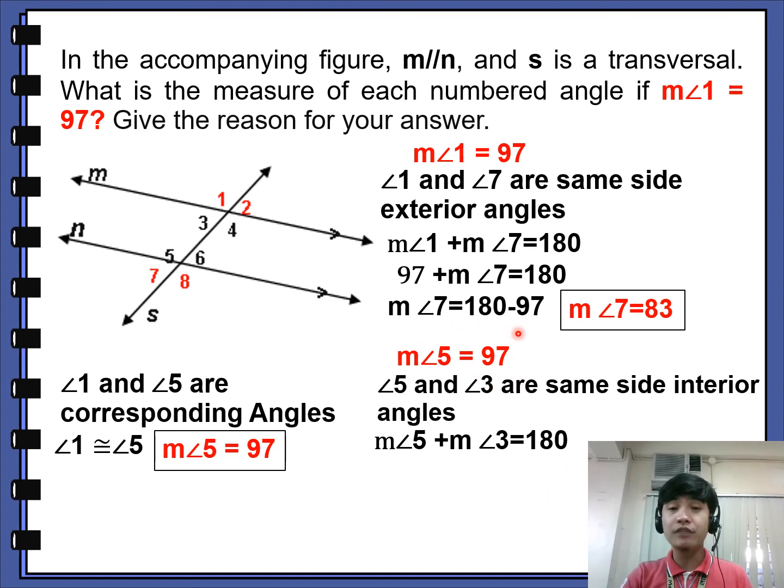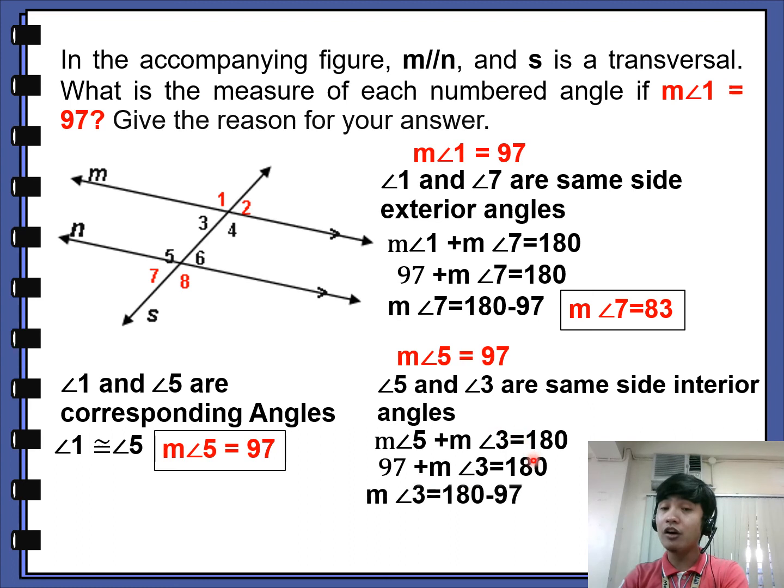Substituting the measurement of angle 5 in this equation, we have 97 plus the measurement of angle 3 is equal to 180. By transposing 97 on the right side, we have the measurement of angle 3 is equal to 180 minus 97. Simplifying this further, the measurement of angle 3 is equal to 83. Okay, so 83 degrees po ang measurement ng angle 3.